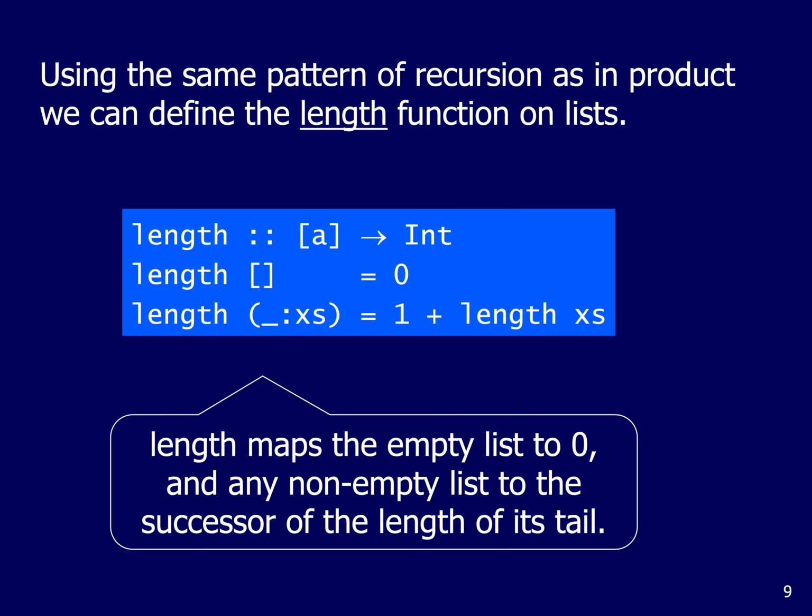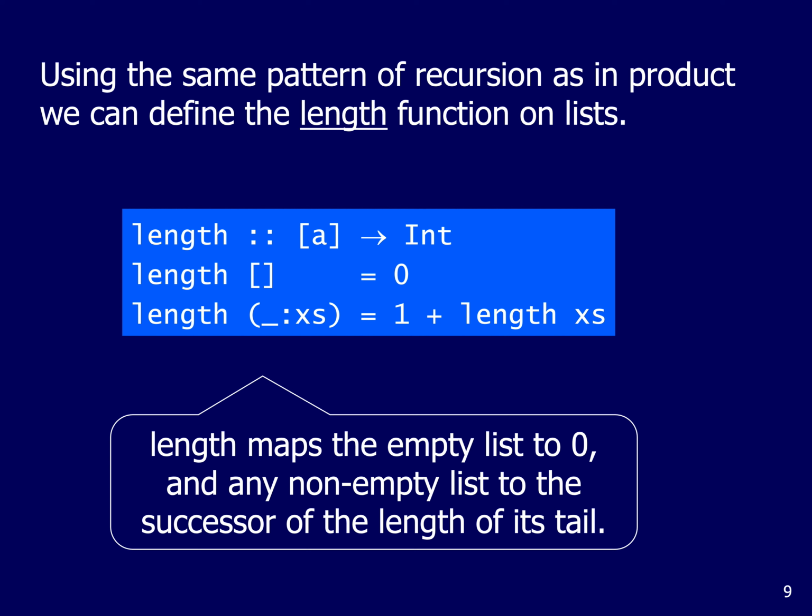So using the same pattern of recursion as product, we can actually define many other useful functions. And in particular, for example, we could define the length function on lists. Just a small technical point here, the pattern of recursion we're actually using here is something called primitive recursion. This is a very common pattern of recursion on lists, and we'll see more about this later on in the course when we come to think about higher order functions in lecture 7. But for now, let's just think about how we can define the length function.